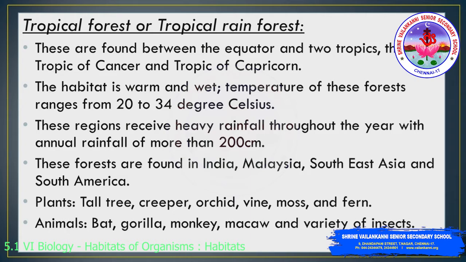The plants that are found in the tropical forest are tall trees, creepers, orchids, vines, mosses, and ferns. Whereas the animals that are found in the tropical forest are bat, gorilla, monkey, macaw, and a variety of insects.